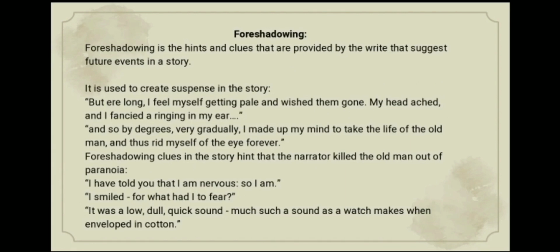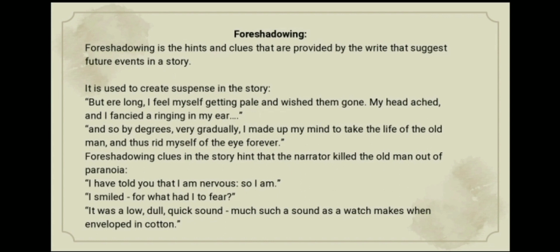Next one we have foreshadowing. Foreshadowing is the hints and clues that are provided by the writer that suggest future events in a story. It is used to create suspense in the story, which is seen in the line, "But ere long, I felt myself getting pale and wished them gone. My head ached, and I fancied a ringing in my ears."